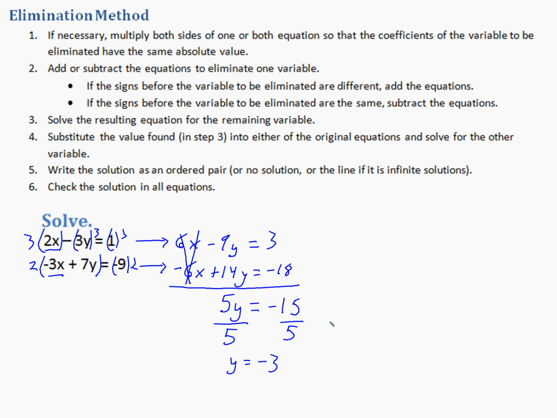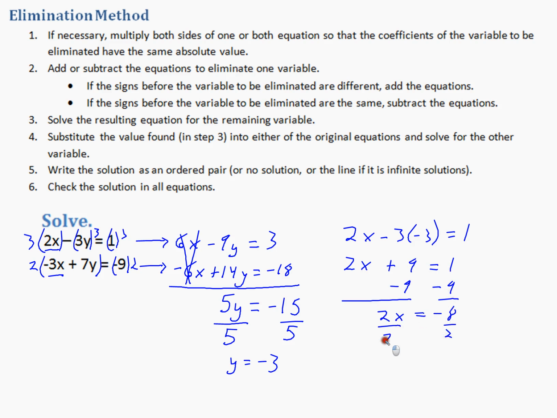And now we'll go ahead and substitute. So let's take our first equation, 2x minus 3y. Well, y we found to be negative 3, equals 1. So we get 2x plus 9 equals 1. We'll subtract 9 from both sides. We get 2x equals negative 8. And dividing both sides by 2, we get a value of x is equal to negative 4. So our solution is (-4, -3).